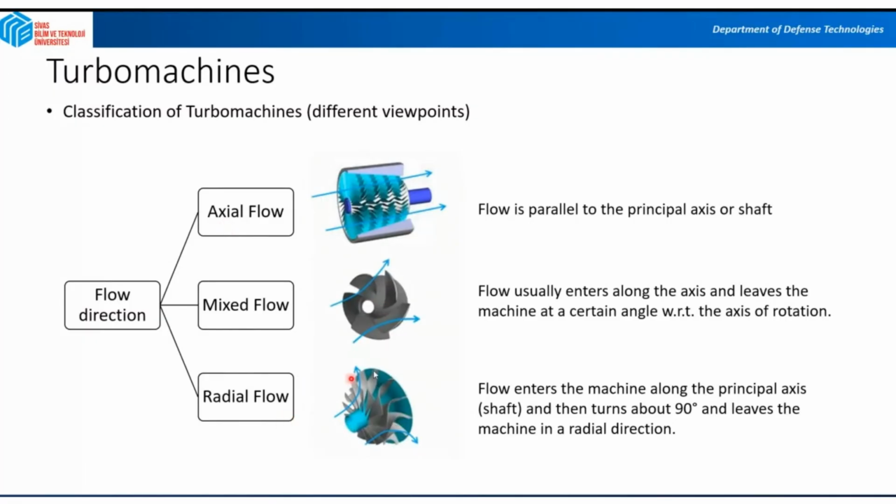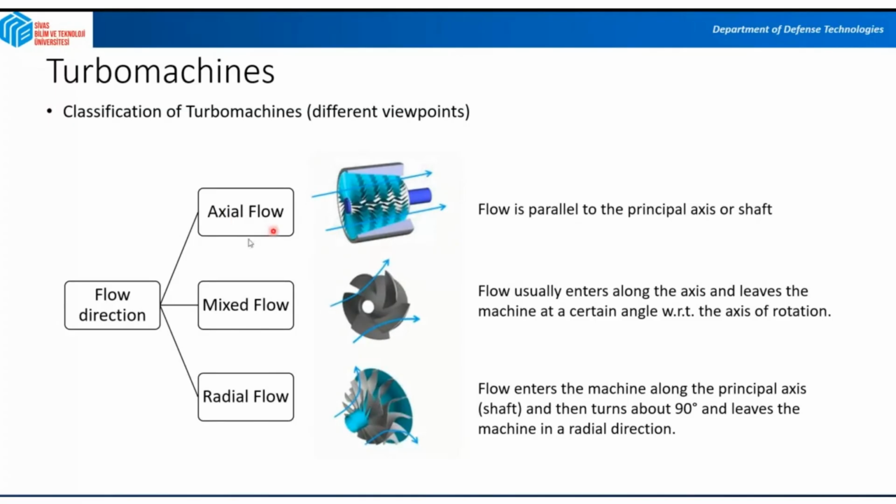And then in the radial flow ones, as you can see, flow enters the machine along this shaft. So this is the shaft. Flow enters along the shaft or principal axis, and then you can see that it turns about 90 degrees and leaves the machine in a radial direction. So you have this radius in here and it leaves in a radial direction. So there is a 90-degree difference between entrance and exit.